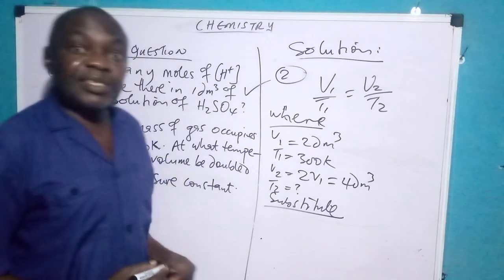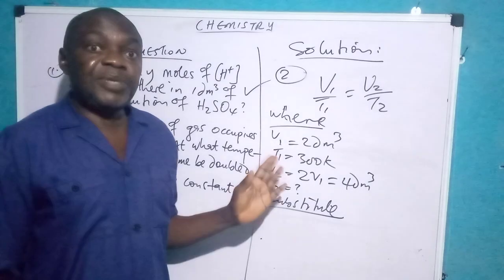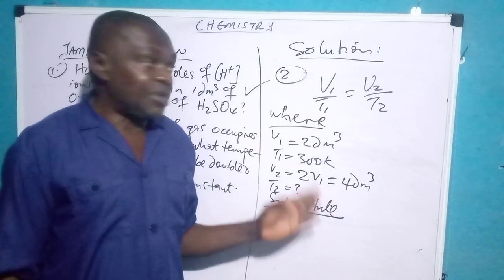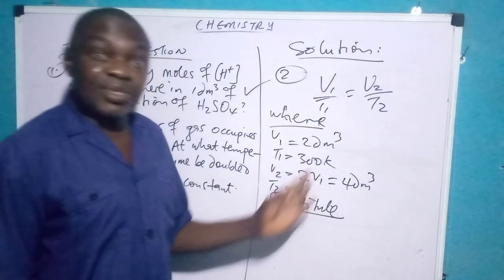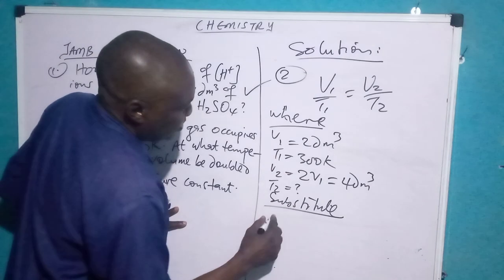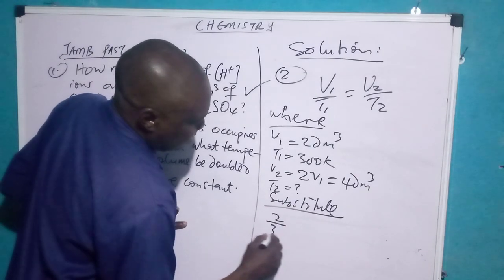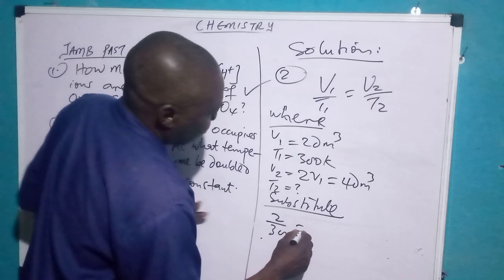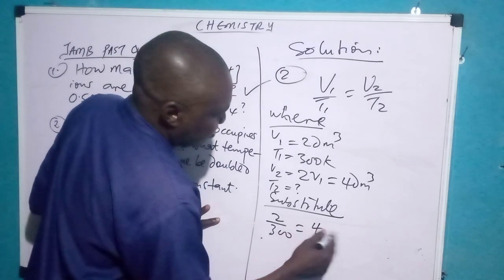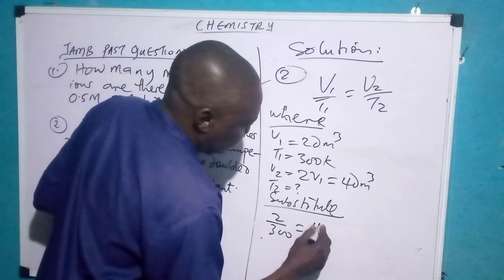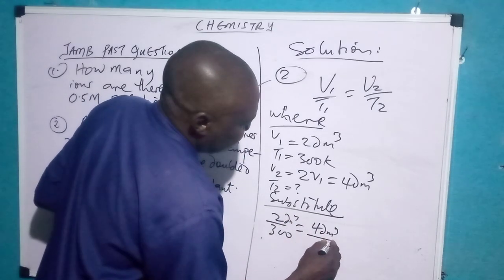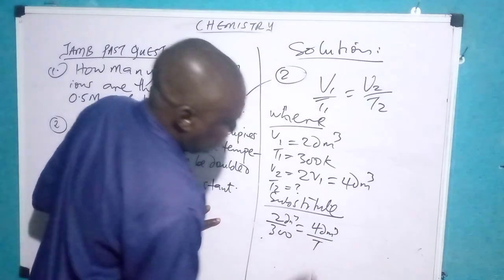Remember, if it's a JAMB exam or objective in WAEC, if you know you'll be fast enough, you can put all the steps, but if you cannot be fast enough, just slot it in directly because it's a direct question. Just put 2 here and cancel out. So you have 2 over 300 equals 4 dm cube over T.